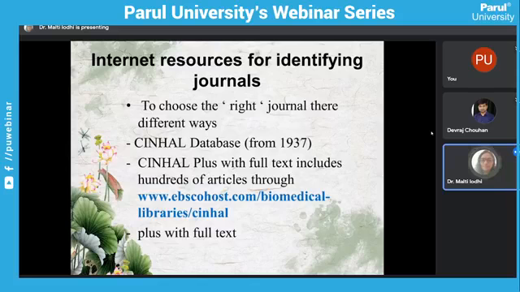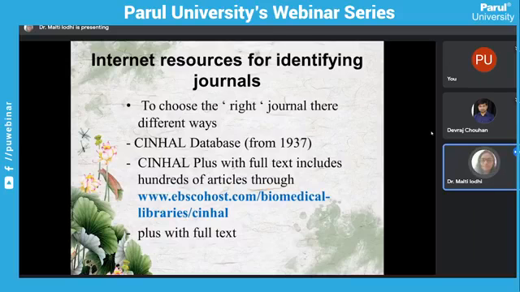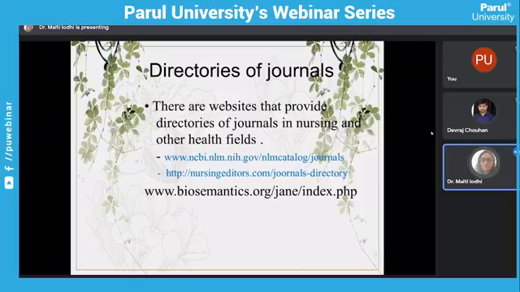Then internet resources to identify the journals. There are so many journals where we can publish or communicate our findings. To choose the right journal, there are different ways. You can use the CINAHL database. You can use CINAHL Plus with Full Text, which includes hundreds of articles. You can use these websites to find the journals.